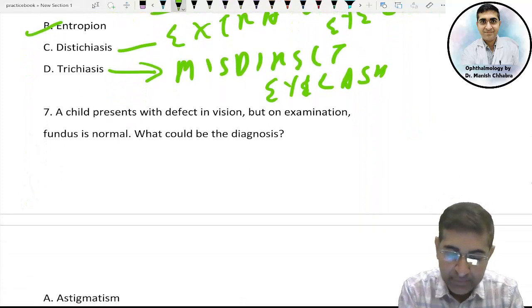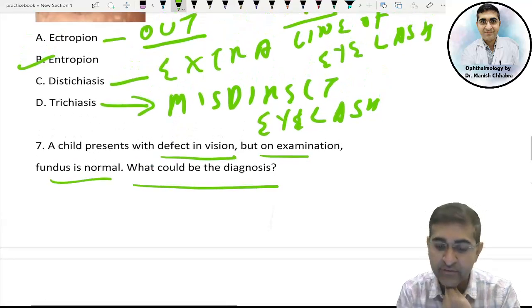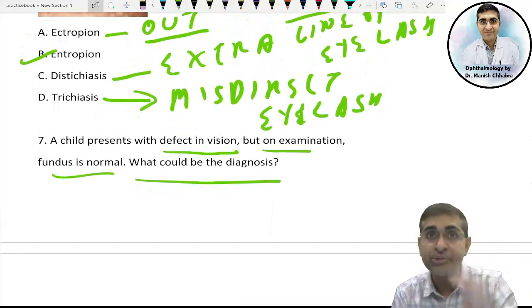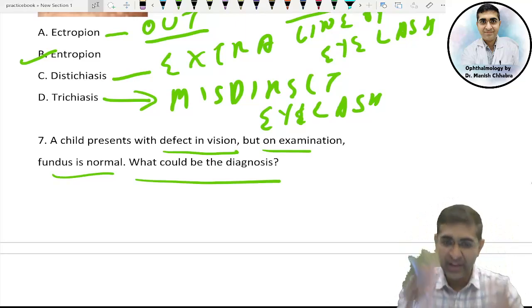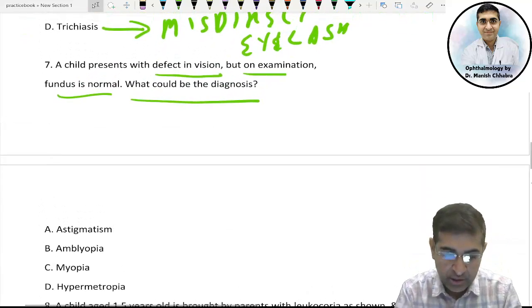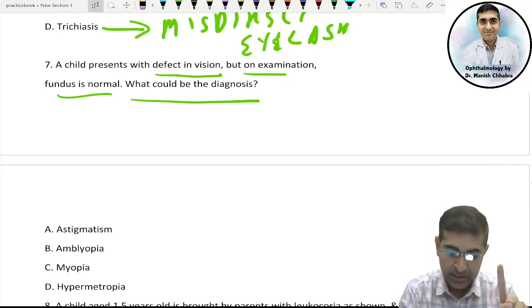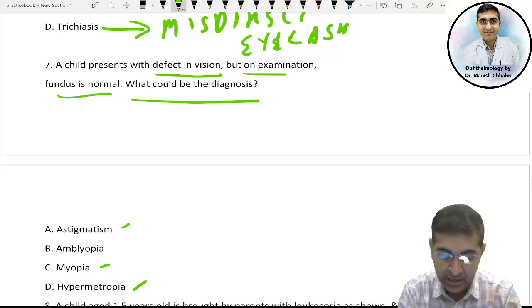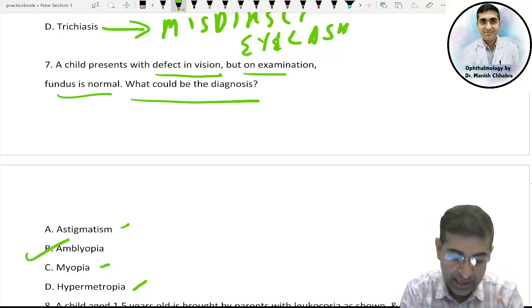Now, a child presents with defect in vision, but on examination, fundus is normal. What could be the diagnosis? They have given a very incomplete history, but in such questions you have to see the options, then mark the answer, because defect in vision with normal fundus is a very vague presentation. Options: astigmatism, myopia, hypermetropia, refractive error. So the best answer to this question should be amblyopia.